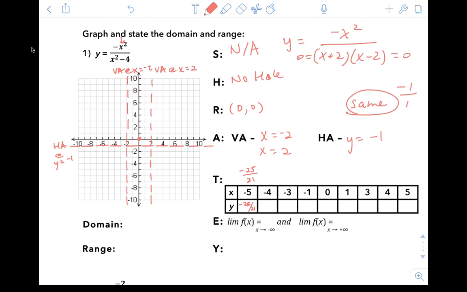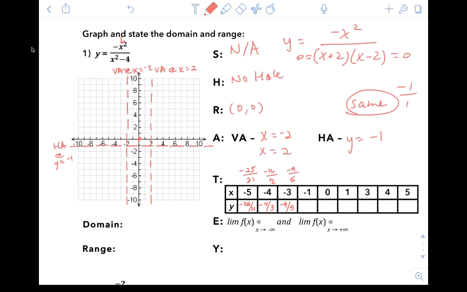Negative 4 squared is 16 with a negative in front, negative 16. Negative 4 squared is 16 minus 4 is 12. I can reduce that one. 4 goes into 16 4 times. 4 goes into 12 3 times. That's easier to graph. I like that better. Negative 3 squared is 9 with the negative in front, kicks it back negative. Negative 3 squared is 9 minus 4 makes 5. So we have negative 9/5, or negative 1.8.